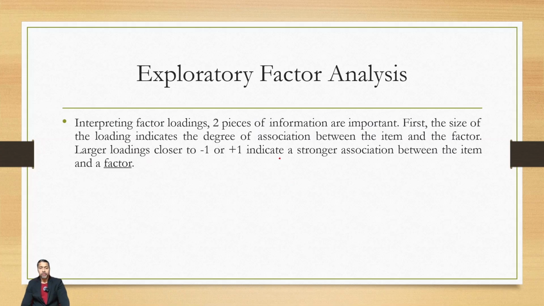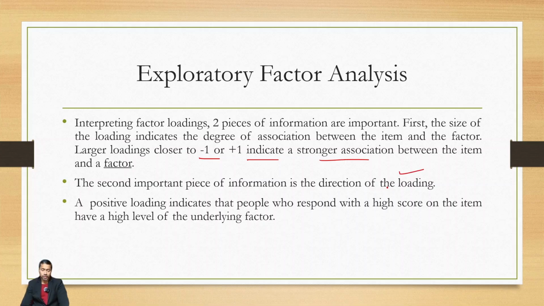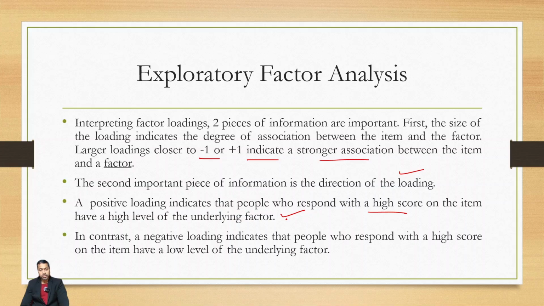So how do we interpret the factor loadings? Two pieces of information are very critical. First is the size of the loading, which indicates the degree of association between the item and the factor, and as we saw, that ranges from -1 to +1. Loadings close to -1 or +1 indicate a stronger association between the item and the factor. Second is the direction of the loading. Is it a plus sign or a minus sign? A positive loading indicates that people who respond with a high score on the item have a high level of the underlying factor, whereas a negative loading indicates that people who respond with a high score on the item have a low level of the underlying factor.